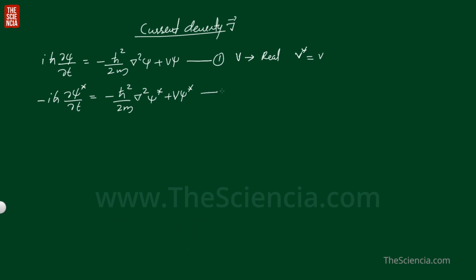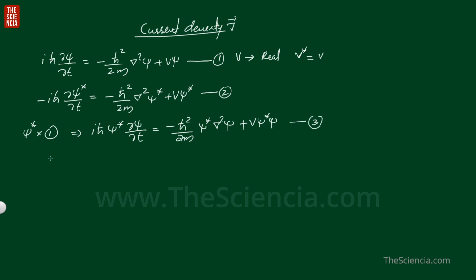This is equation 2. Now I am going to multiply equation 1 by psi star. So what we get? We get iħ psi star ∂psi/∂t is equal to minus ħ² by 2m psi star ∇²psi plus V into psi star psi.